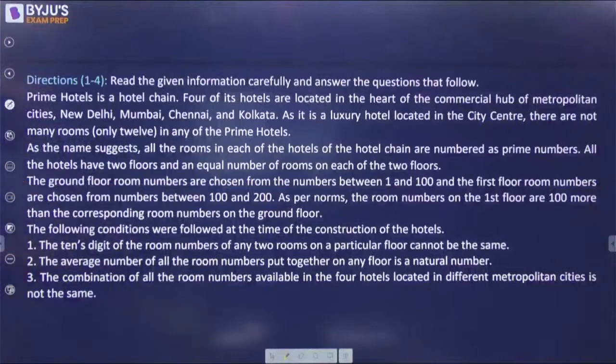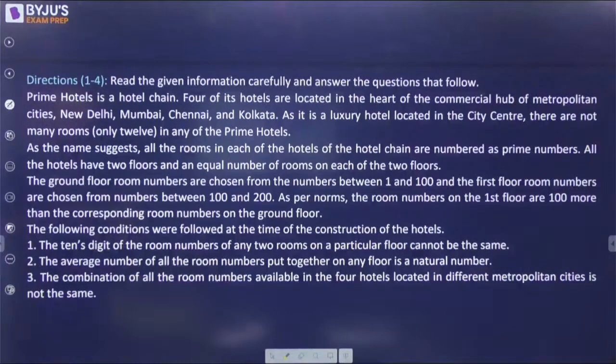The first set. What I will do is I'll give you guys a few minutes to solve and then we will begin. Okay. So the direction says, Prime Hotels is a hotel chain. 4 of its hotels are located in the heart of the commercial hub of metropolitan cities New Delhi, Mumbai, Chennai and Kolkata. As it is a luxury hotel located in the city center, there are not many rooms, only 12 in any of the prime hotels.